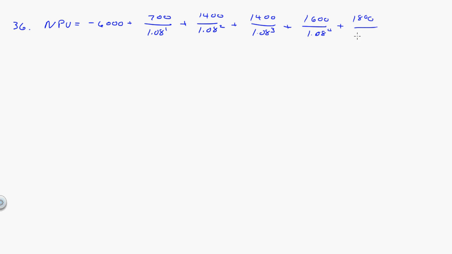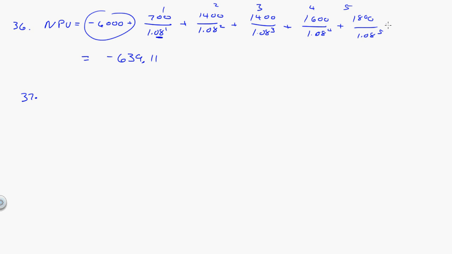1,800 divided by 1.08 to the fifth. Now, the easier way to do this is using your cash flow keys. This is cash flow 0, cash flow 1, 2, 3, 4, and 5. You just do it that way. Interest rate is 8%, and that comes out with a minus 639.11.